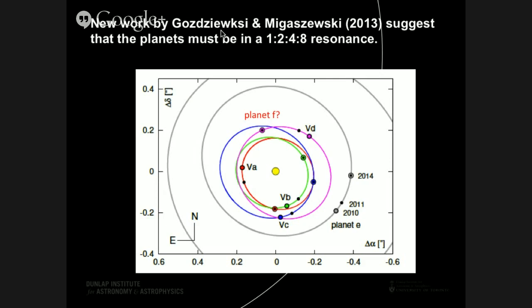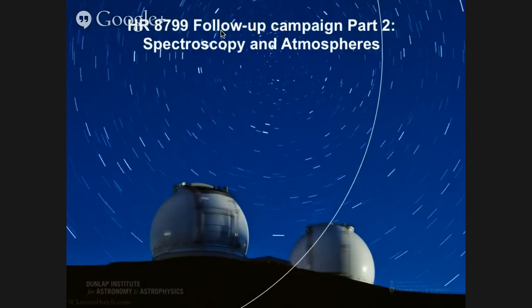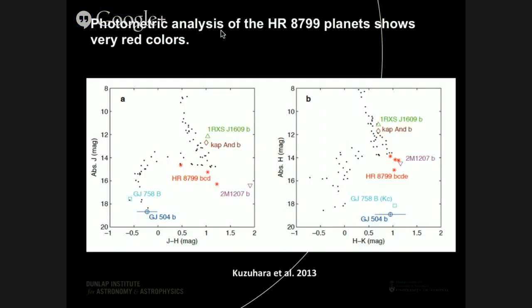Okay. So I'm going to finish the dynamics part now and move on to the second part of the follow-up campaign, which has been on the spectroscopy and the atmospheres. Again, with Keck. So when these planets were first discovered, and this is something that's been coming up again and again in the literature, most of them are discovered with imaging, so the only spectroscopic analysis tools we have are photometry.